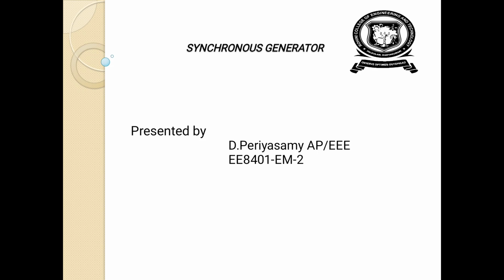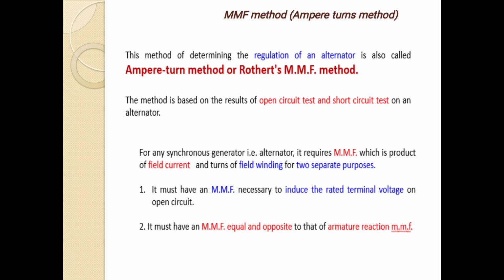Today we are going to discuss the topic about the MMF method or Ampere-Turn method. This method of determining the regulation of an alternator is called the Ampere-Turn method or Rothert MMF method. The method is based on the results of the open circuit test and short circuit test on the alternator.